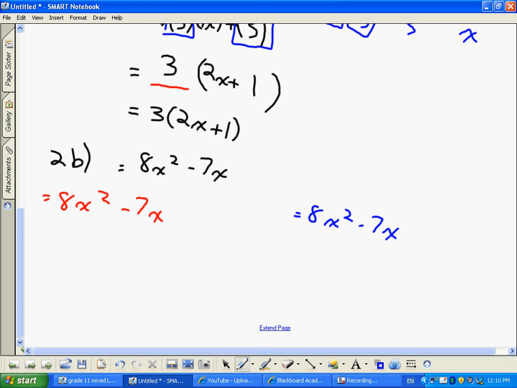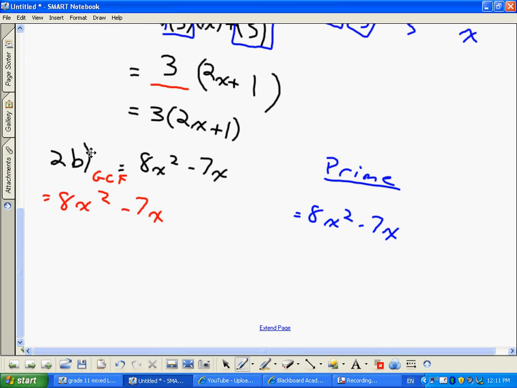8x squared minus 7x. So we'll call this the prime way. And GCF, greatest common factor. Okay, so I'll do GCF first. Now, because I have an x in both, that's one of the things you need to recognize. I'm going to actually have to find the greatest common factors of x squared and x also.